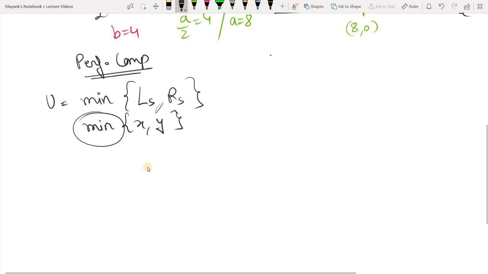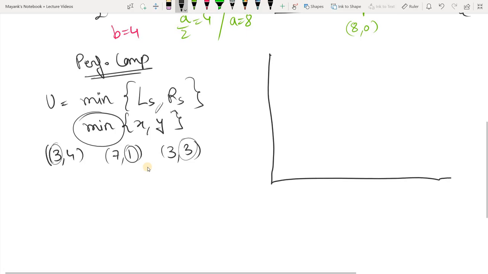So you input two things in it, and whatever is the minimum of the two things, it will report that thing as the output. For example, if the input is 3 comma 4, it will give the output as 3. If the input is 7 comma 1, it will give the output as 1. If the input is 3 comma 3, since both the numbers are equal, it can pick any of these things. Okay, so whatever is the minima of the two numbers, that is the one the output will be given by the min function. Okay, now how to plot the min function?